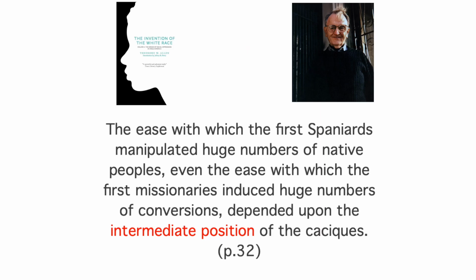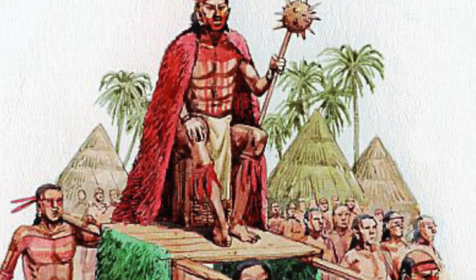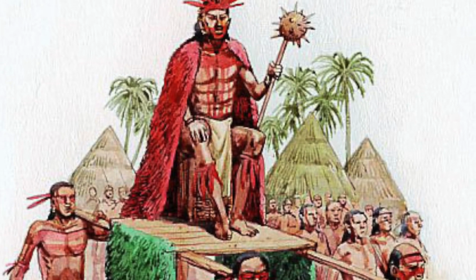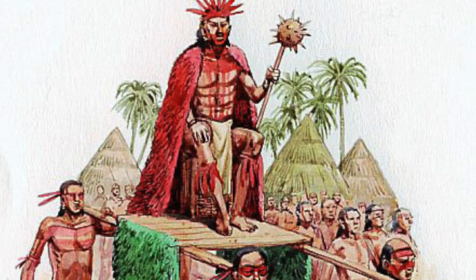The ease with which the first Spaniards manipulated huge numbers of native peoples, even the ease with which the first missionaries induced huge numbers of conversions, depended upon the intermediate position of the caciques. Because the caciques could easily communicate with the masses of their people, and they had a high influence in getting these people to accept the new system and the new reality, right? Isn't that much easier than a bunch of foreign people coming in there trying to convince all these people to change their ways? Of course it is, right? Which is why they kept some of them as the buffer class.